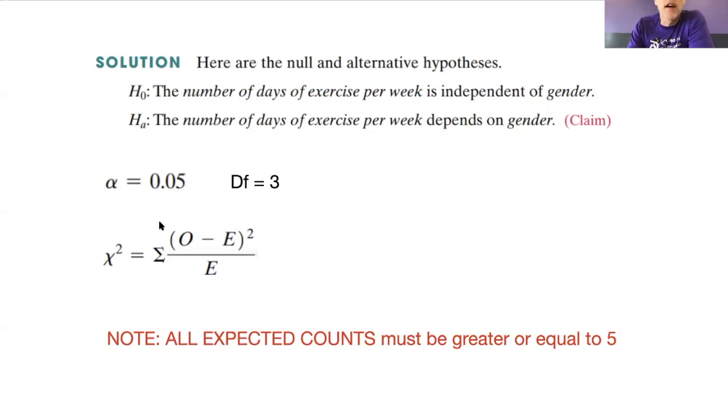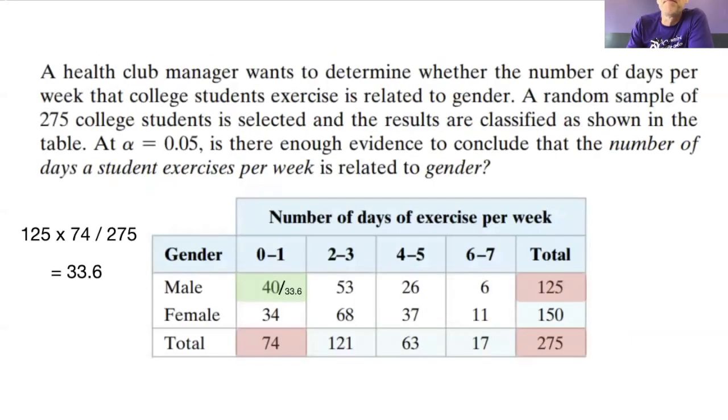Then we're going to do a chi-square test. We're going to use this formula, where sigma means we add up all of these contributions, each found by the observed value minus the expected count, all squared, all over the expected count. Note, all expected counts must be greater than or equal to 5 to do this test. So the first thing we're going to do is find how we get those expected counts and make sure they're all at least 5.